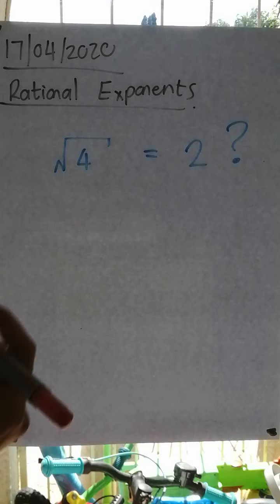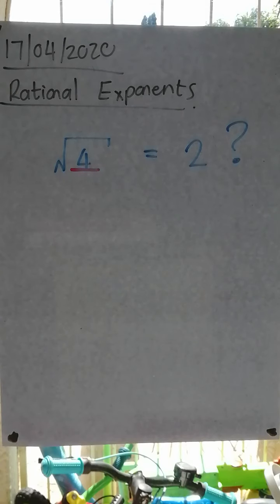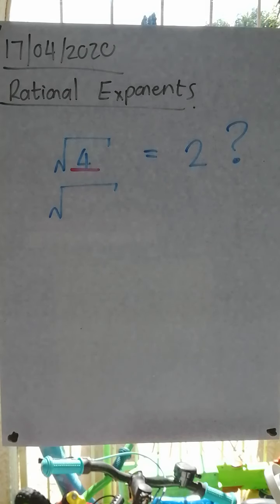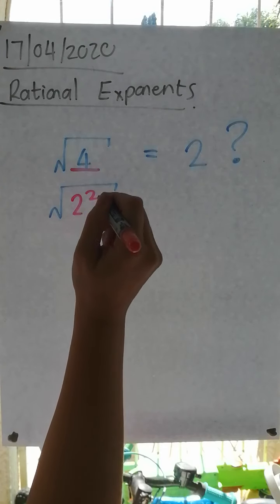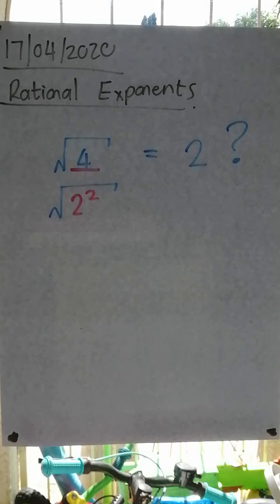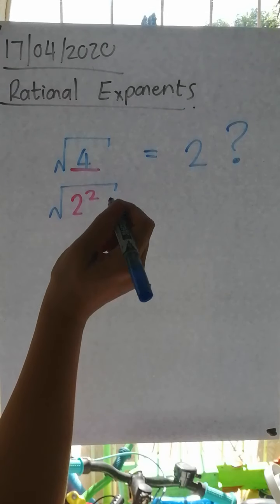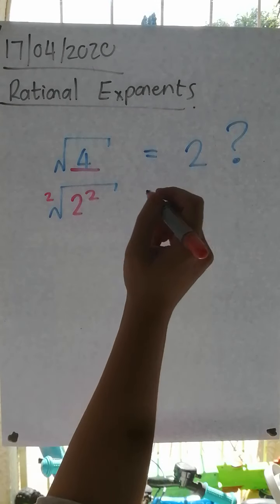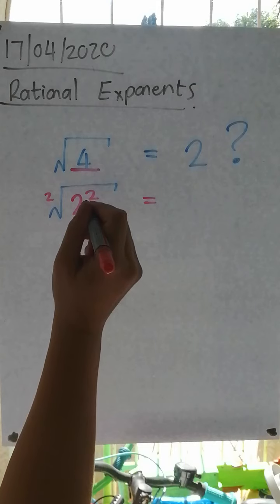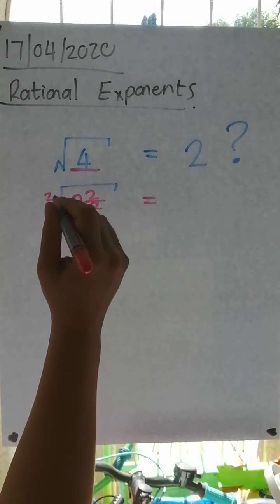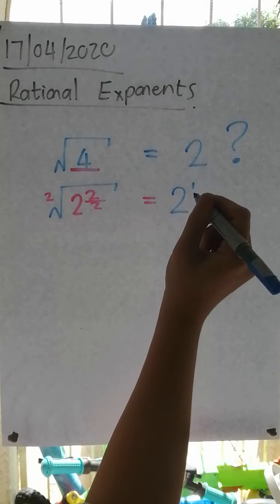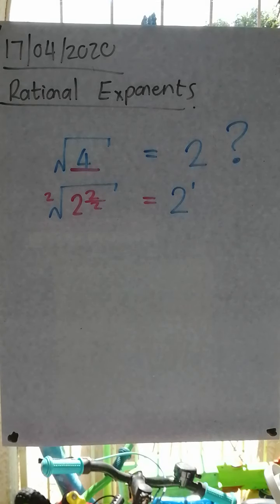How do we write 4 as a product of its prime factors? Well, 4 can be written as 2 squared. Do you agree? 2 squared is 4. And what do we do when we are square rooting exponents? We divide the power by the number on the outside. So if we take 2, the power, and divide it by 2, the number on the outside, I'm left with 2 to the power of 1, which is simply 2.